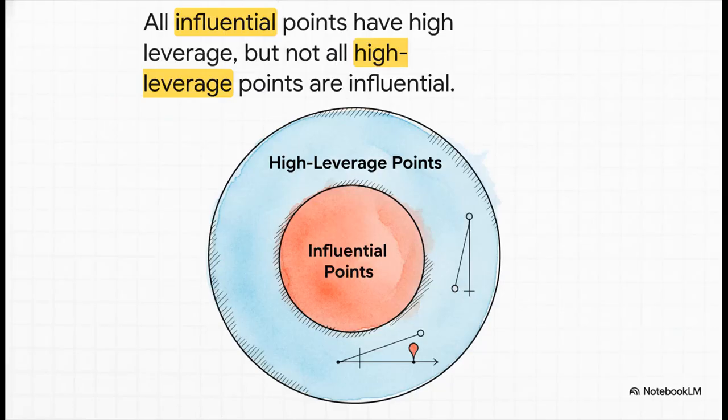So here's the bottom line. All influential points have high leverage. They have to. But, and this is key, not all high leverage points are influential. You can have a point way out on the x-axis that falls perfectly in line with the rest of the data. In that case, it's not pulling the line anywhere. It's just confirming the trend. It's got potential, but it's not causing any trouble.